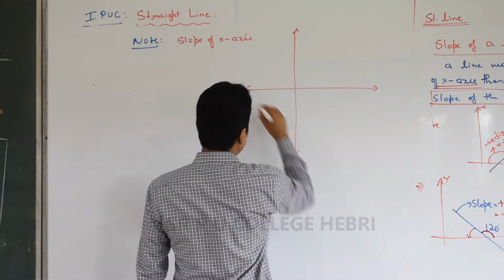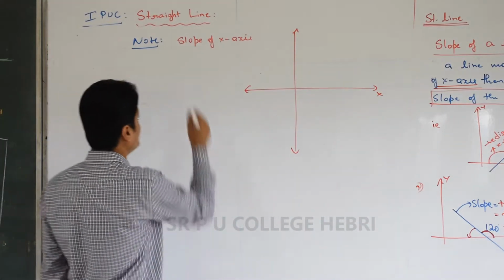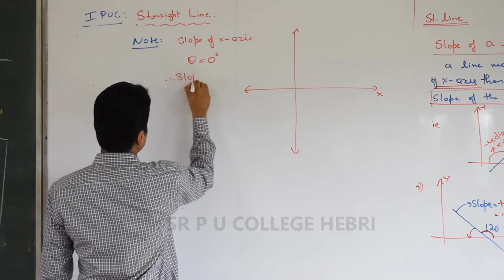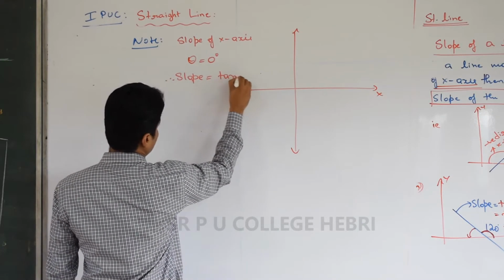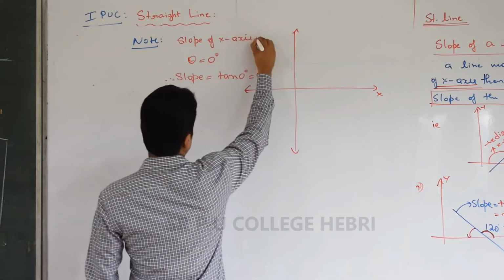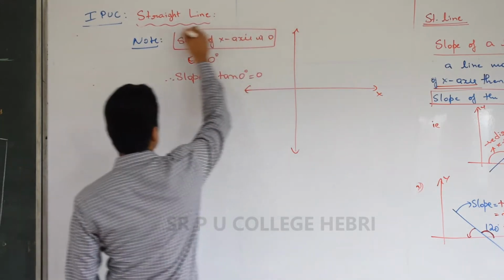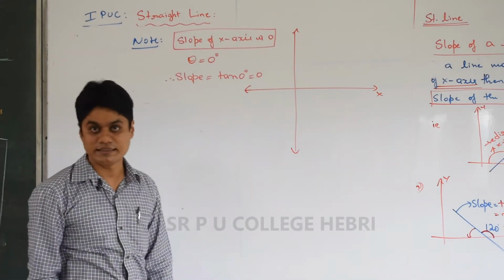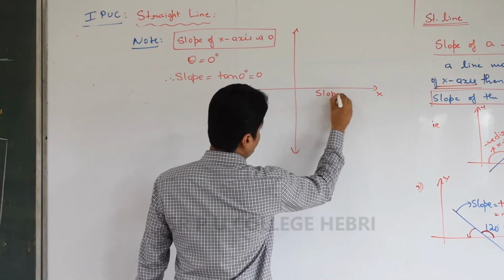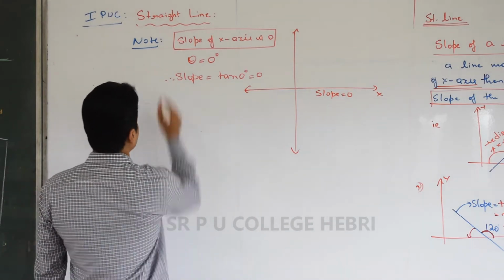Now what is the angle made by the x-axis with the x-axis? 0. So theta is equal to 0 degrees. Therefore, the slope of the x-axis is tan 0 degrees, which is 0. So remember, the slope of the x-axis is 0. Very important information. I'll write one diagram for quick reference. X-axis: slope equal to 0.